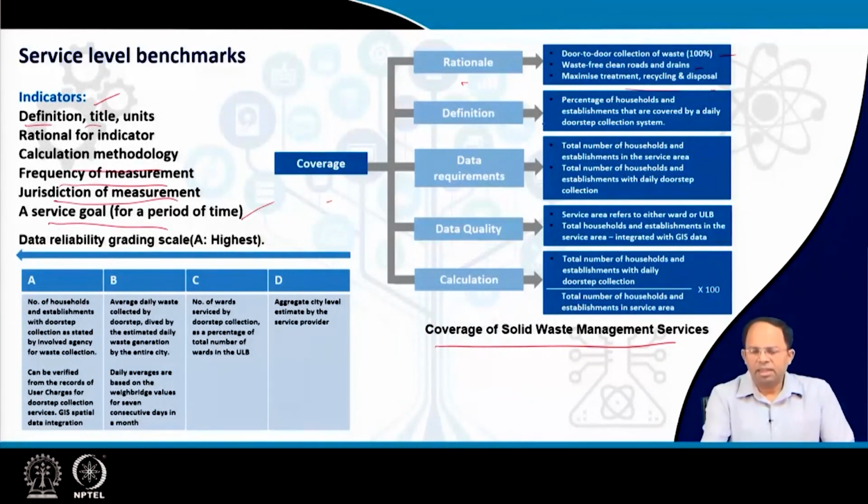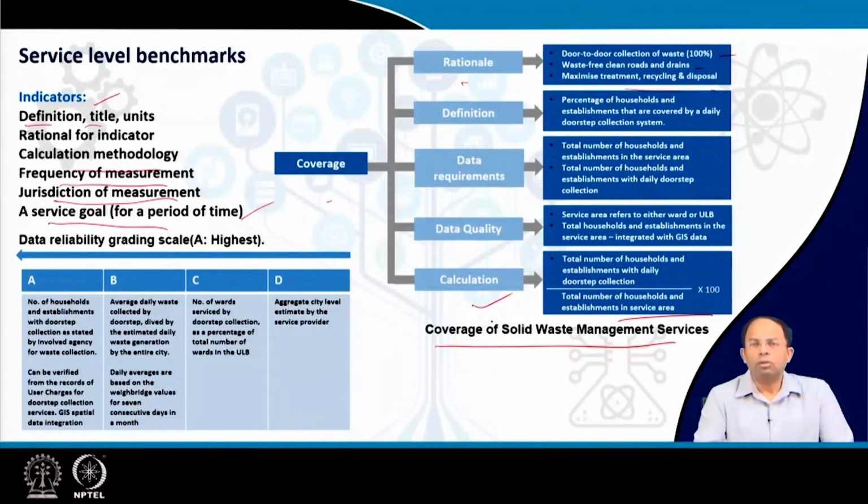The definition is straightforward: percentage of households and establishments that are covered by a daily doorstep collection system. That's the definition. Data requirement: we require 2 data points. One is the total number of households and establishments of the service area, and the other is the total number of households and establishments with daily doorstep collection. So if I divide one by the other and multiply by 100, I get the percentage of households which are covered by this doorstep collection. So this is the final measure, right?